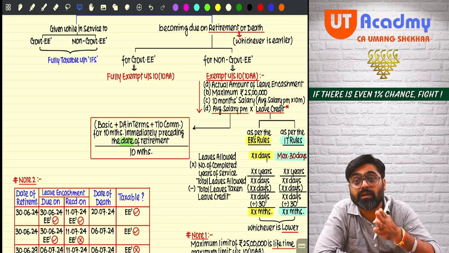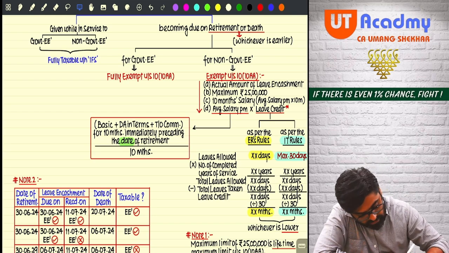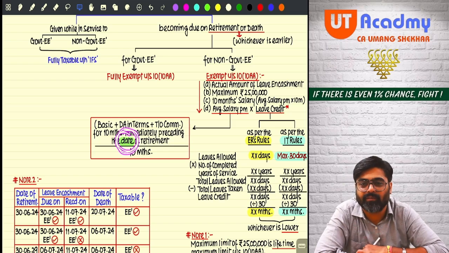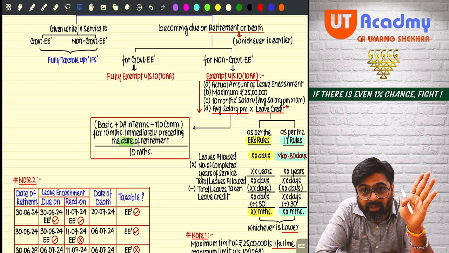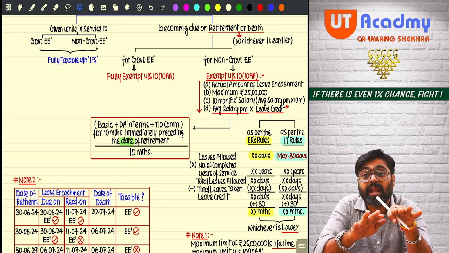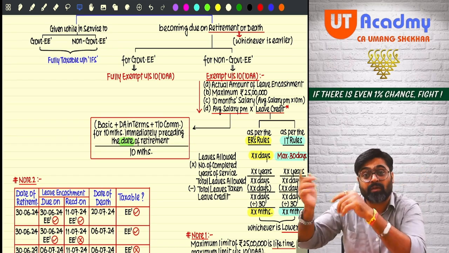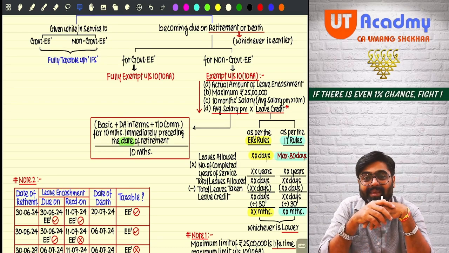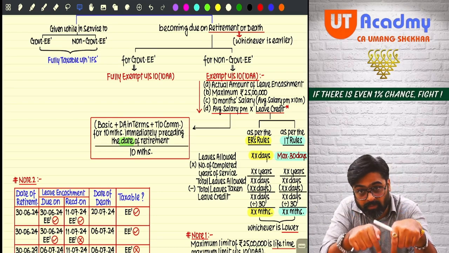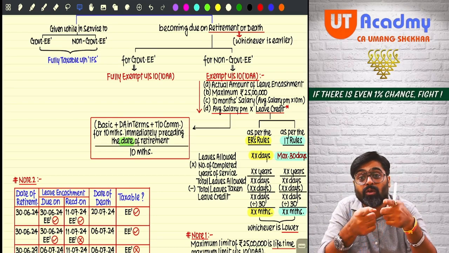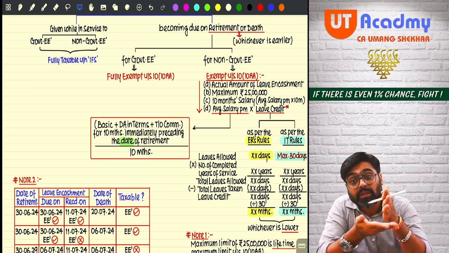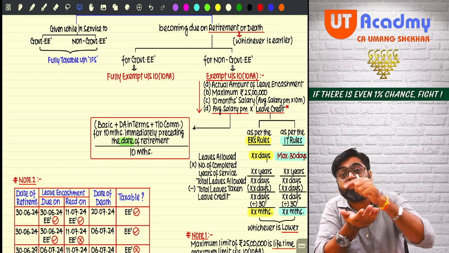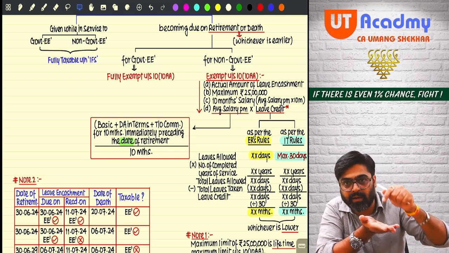Immediately prior to date of retirement. In not covered by POGA, we ignored the month of retirement only. The 10 months immediately prior to the month of retirement we used to take. Here your month of retirement will also be included, because they are telling you to take the average salary of those 10 months, the 10 months immediately preceding the date of retirement.